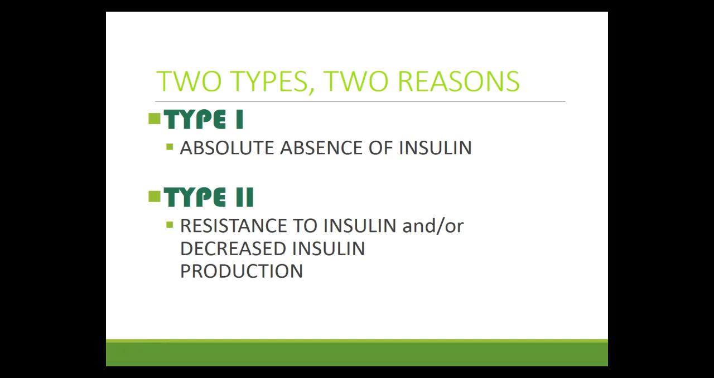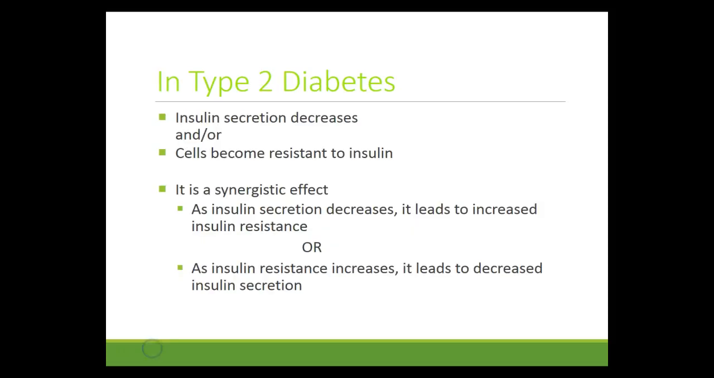There are two types. We have type 1, where there is an absolute absence of insulin. This is typically going to be related to an autoimmune issue, or type 2, where we talk about resistance to insulin and or decrease in insulin production. So remember, type 1, a lot of times this is an acute onset that a patient will experience symptoms, where type 2 is a little bit more insidious and takes a longer time for symptoms to appear.